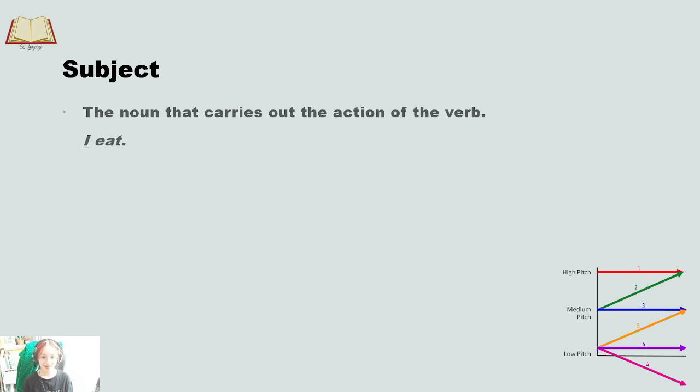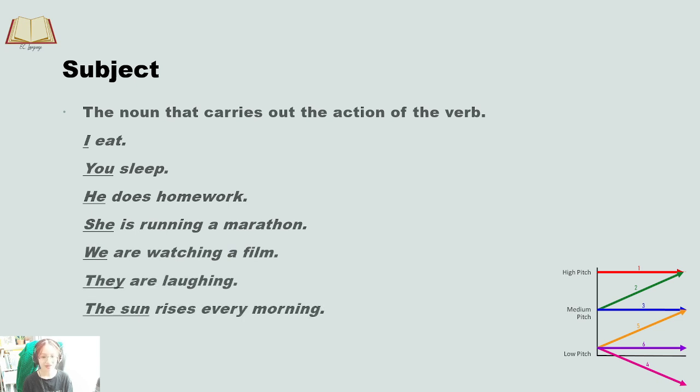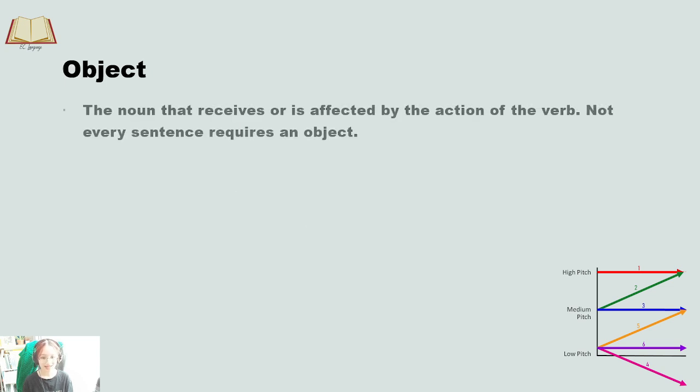I eat. You sleep. He does homework. She is running a marathon. We are watching a film. They are laughing. The sun rises every morning. The object is the noun that receives or is affected by the action of the verb, but not every sentence needs an object. So, looking at the same examples, you can see not every sentence has an object.